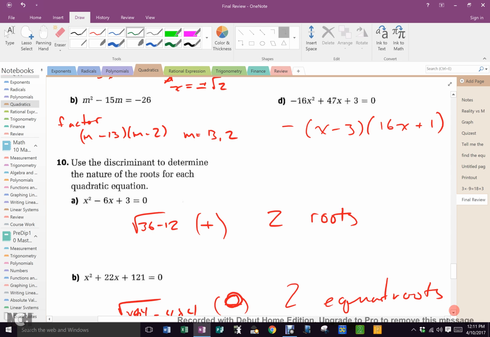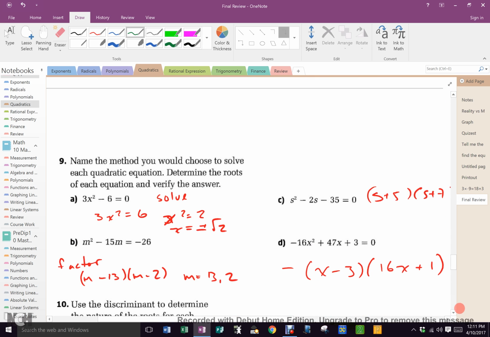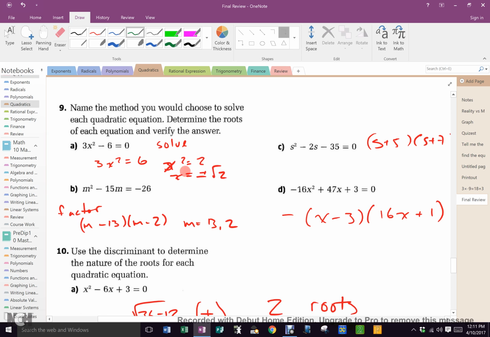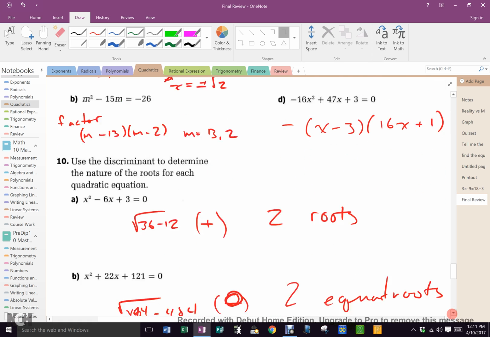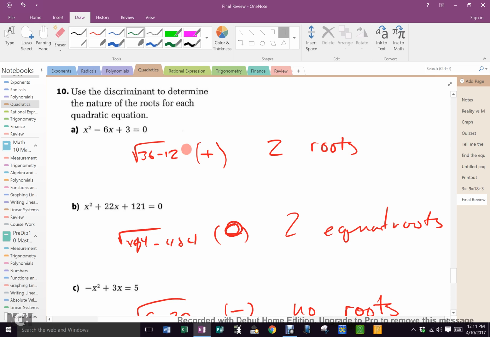Oh, no, a couple more. Name the method. So I did that in class. I solved it to get my roots. B, I factored it to get my roots. You guys know how to factor. I'm not going to go over that again. And this was the discriminant, just to go over it. The discriminant is b squared minus 4ac. B squared is 36 minus 4 times 1 times 3. 36 minus 12. Positive, 2 roots. And then you should be okay.